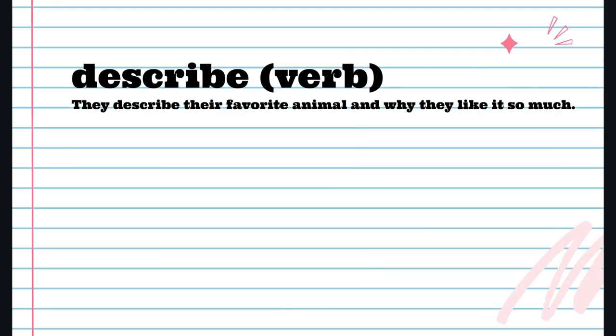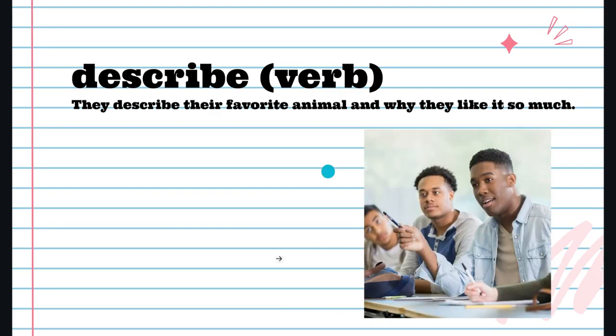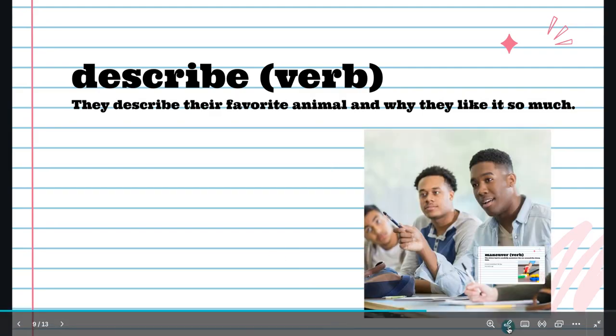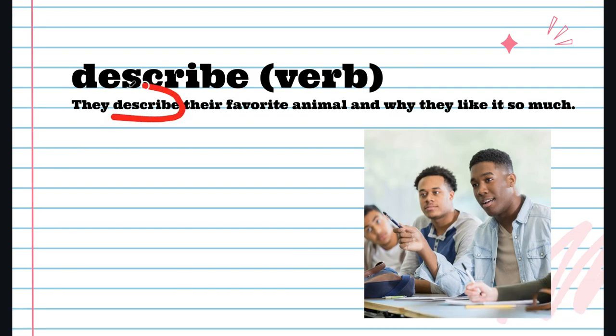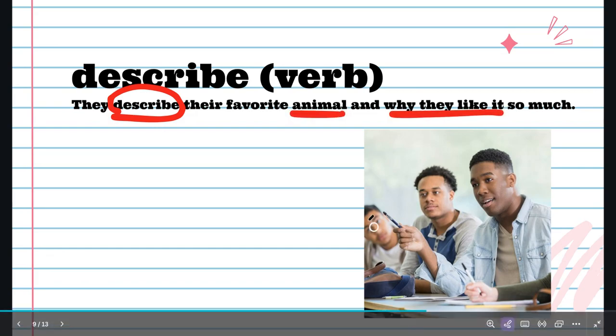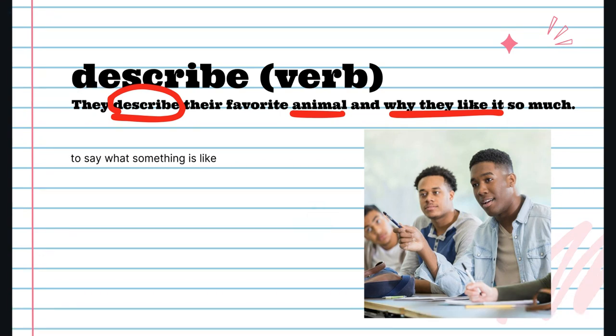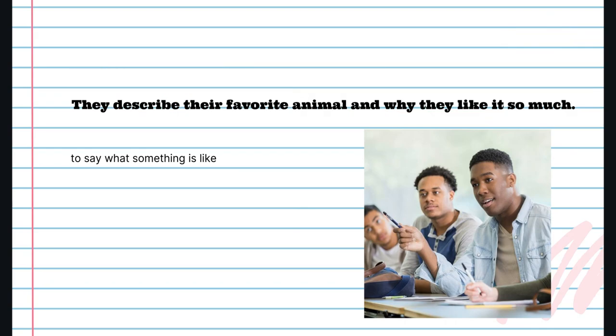Describe is a verb. They describe their favorite animal and why they like it so much. We are going to circle describe. And I'm thinking animal, why they like it. But you could do something else. And remember, we can use the picture to help us as well. Our class definition is to say what something is like.